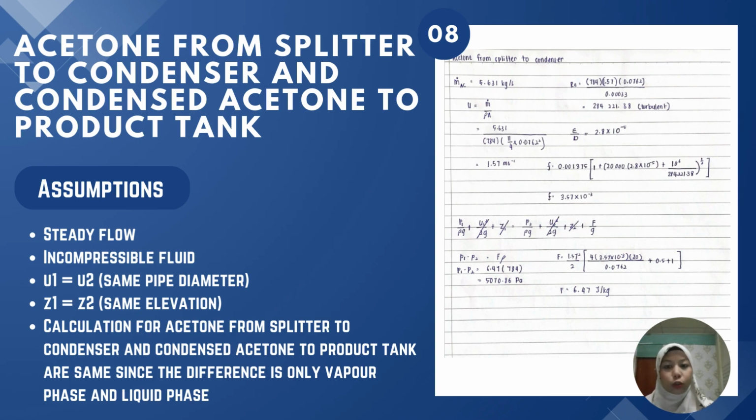As usual, we will do the energy balance equation. P1 over rho g plus u1 squared over 2g plus z1 equals P2 over rho g plus u2 squared over 2g plus z2 plus F over g. After we cancel out all the things that are the same, u1, u2, z1, z2, we will get P1 minus P2 equals friction loss times density. Then we will get the friction loss as 6.47 joule per kg, and our pressure drop is 5070.86 Pascal.